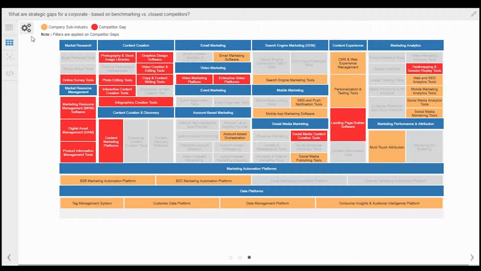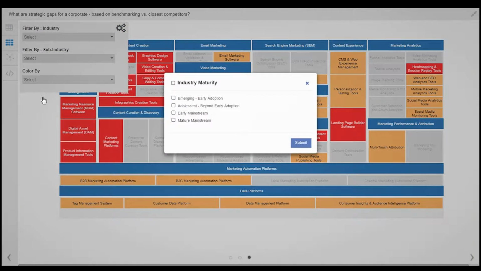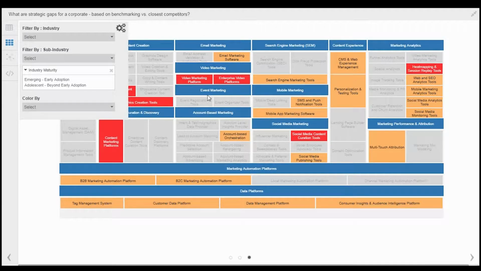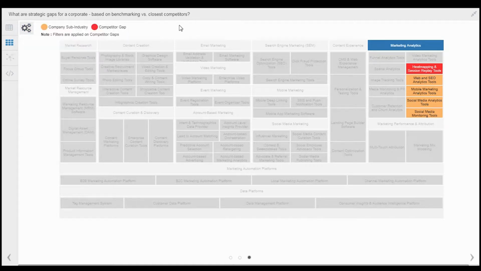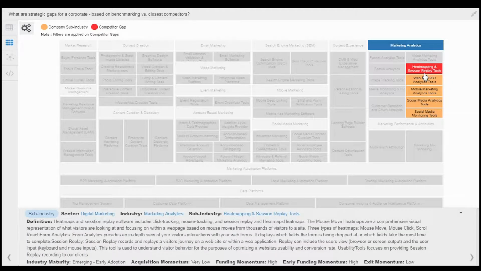To identify critical gaps, you can filter the industry maturity as emerging early adoption and adolescent beyond early adoption, and also limit the analysis to a particular industry by filtering the competitor gap industry to a particular industry. For example, marketing analytics. Here you see heat mapping and session replay tools is one of the gaps for Salesforce versus its competitors.